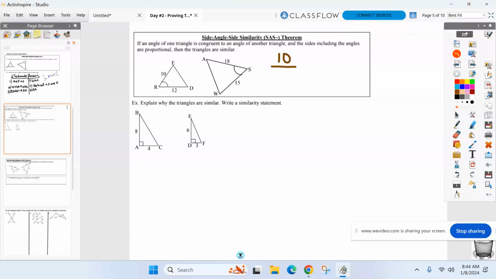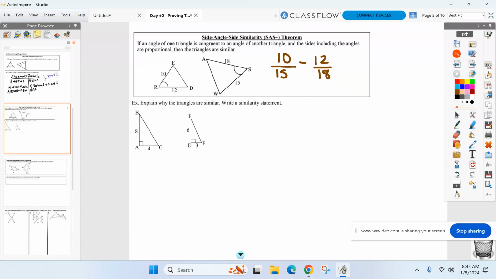10 over the side it matches up with in the other triangle. Smallest the smallest, biggest the biggest. So 10 matches up with 15. Is that in the same ratio as the other two that are given to me that match up? 12 over 18.